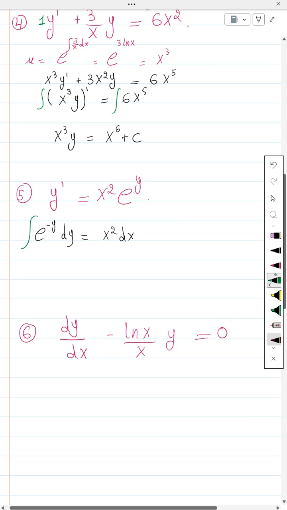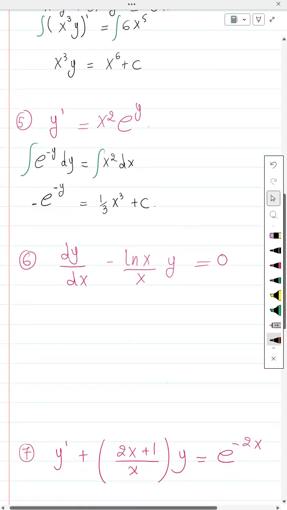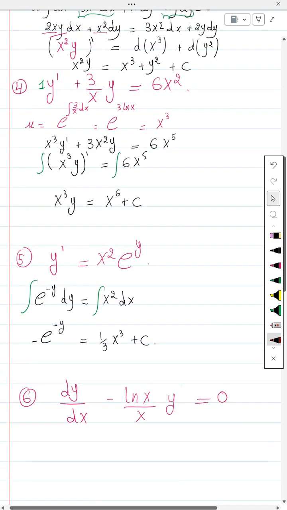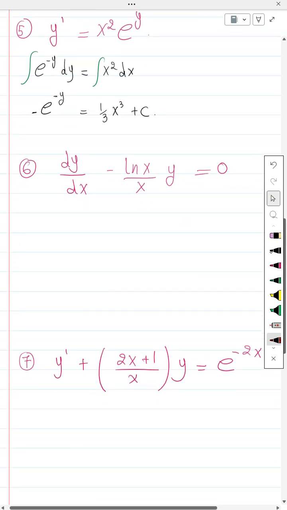By integrating both sides, the integral of exponential minus y is minus exponential of minus y, and the integral of x to the power of 2 is 1 over 3 x to the power of 3, and we don't forget c. As you can see, it is easy and simple.